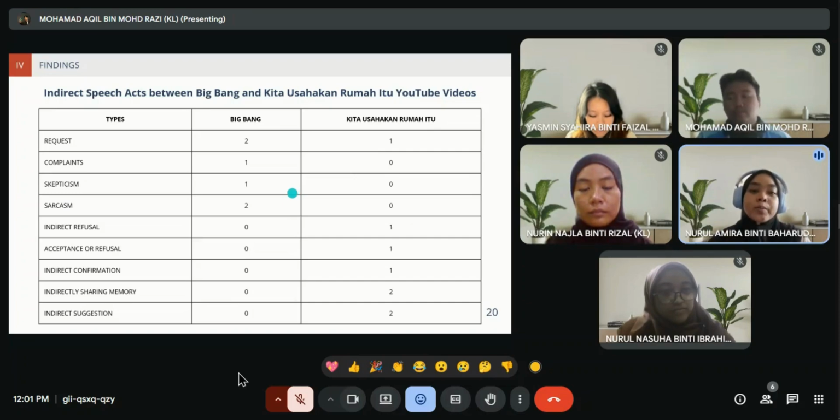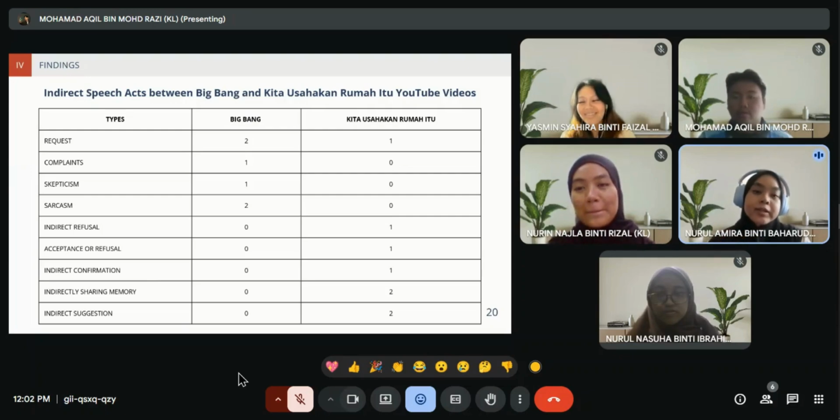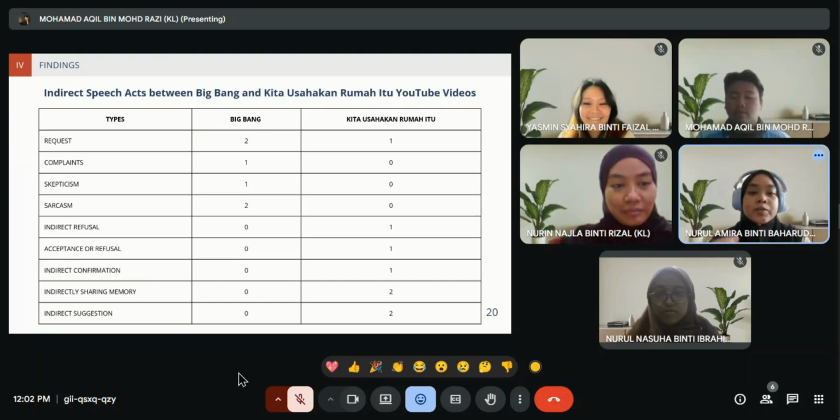Meanwhile, the Kita Usahakan Rumah Itu YouTube video has six different types of indirect speech acts, which are request, indirect refusal, acceptance or refusal, indirect confirmation, indirectly sharing memory, and indirect suggestion. In Kita Usahakan Rumah Itu, the most frequent indirect speech acts are indirectly sharing memory and indirect suggestions. Here we can see the similar use of indirect speech is request in both videos. However, Big Bang Theory uses more sarcasm and requests than Kita Usahakan Rumah Itu.